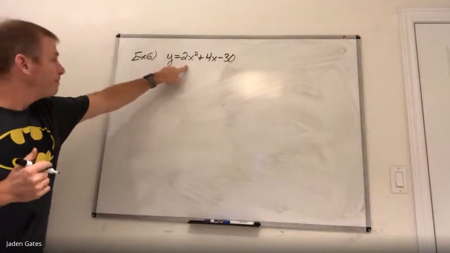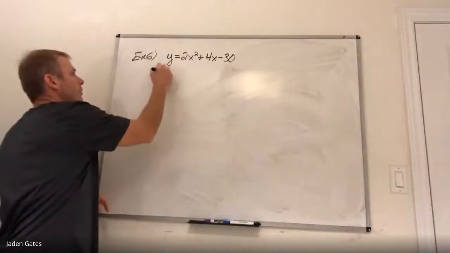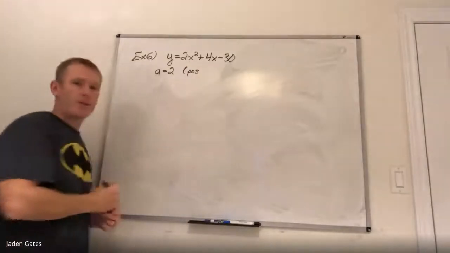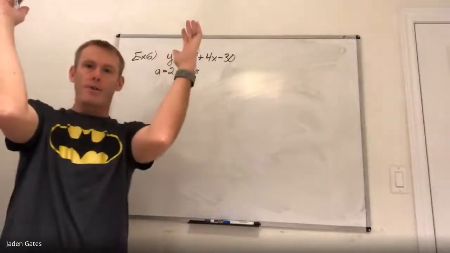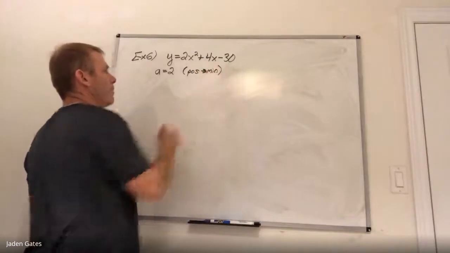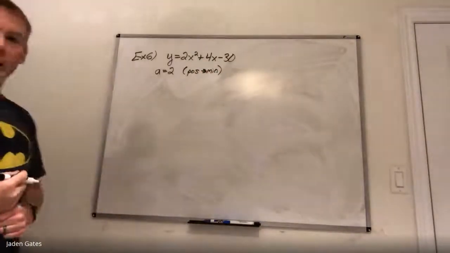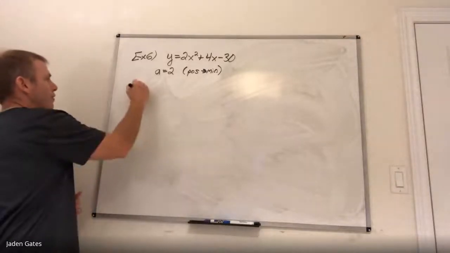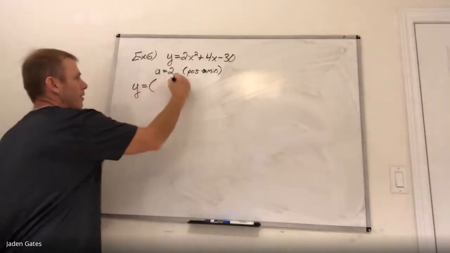All right, so again, look at my a value. It's positive. And because it's positive, that means our steps are positive. Our parabola opens up. Already, I know I'm going to have a min. Now we're going to find out where that min is and what it is. All right, so now I'm going to factor my equation.